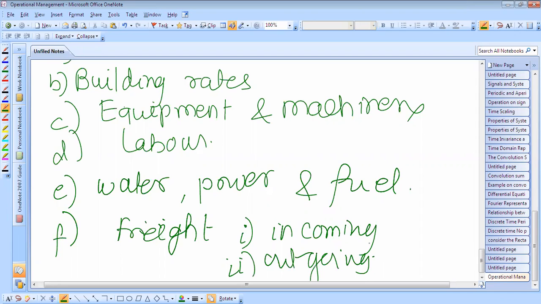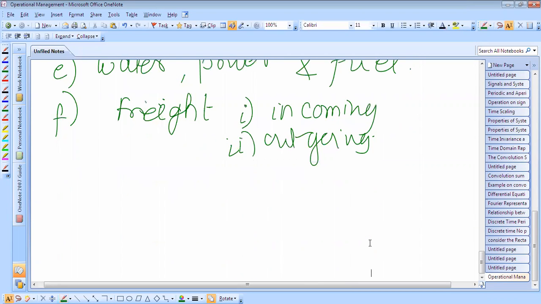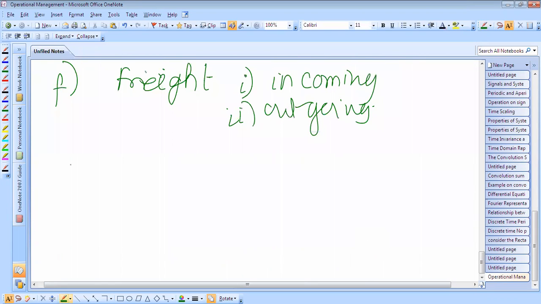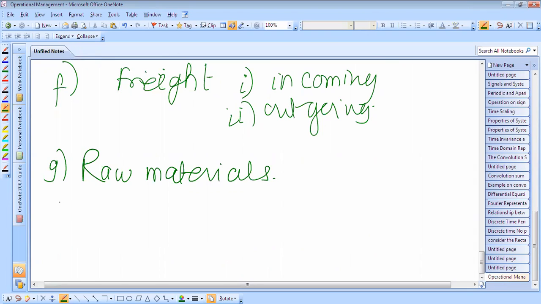Okay, then raw materials, and next is the H. So H is the taxes. So these are the various costs which decide the location economy. Okay, so what are the taxes in that regions?